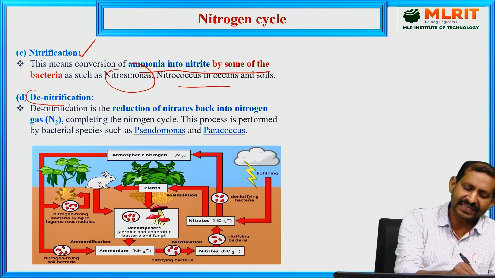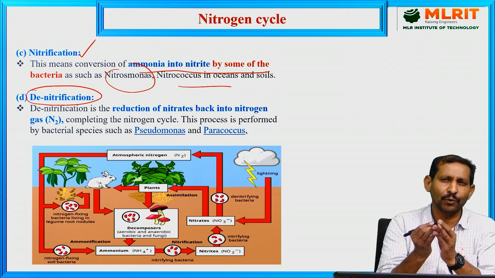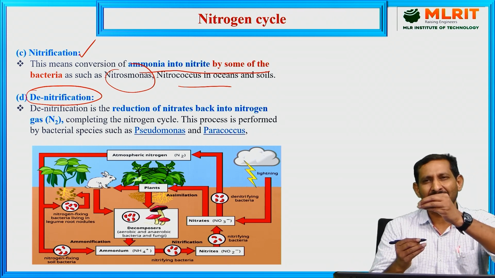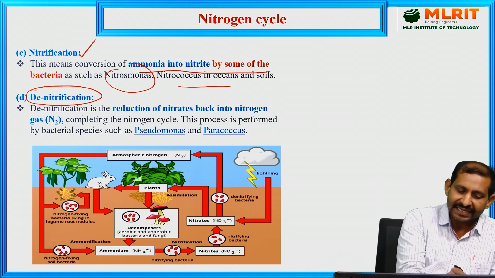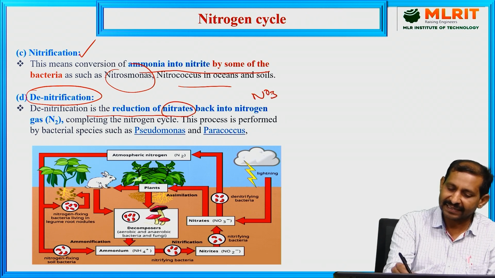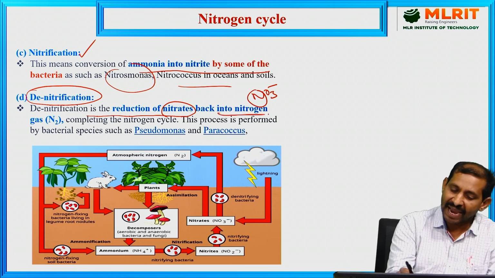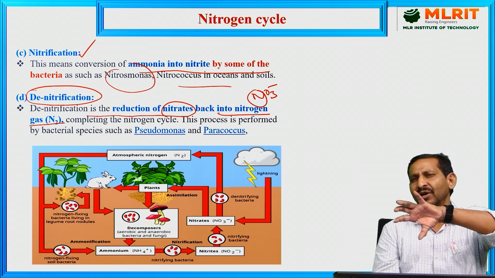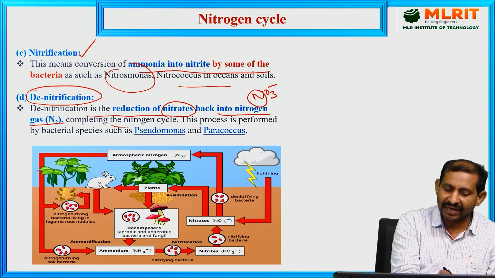The last one is denitrification. Denitrification means that nitrogen compounds are split back into nitrogen, which returns to the atmosphere. This is the biogeochemical cycle. Denitrification is the reduction of nitrates: nitrates and other nitrogen-containing compounds are converted back into nitrogen gas. Once again the nitrogen comes back to one of its reservoirs, the air, and that completes the nitrogen cycle.